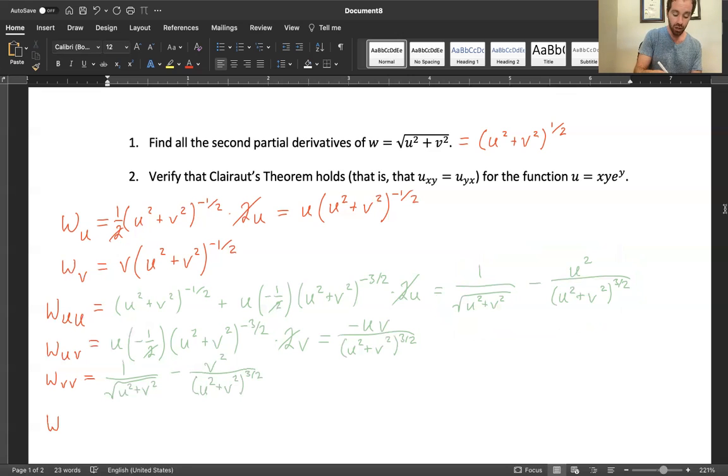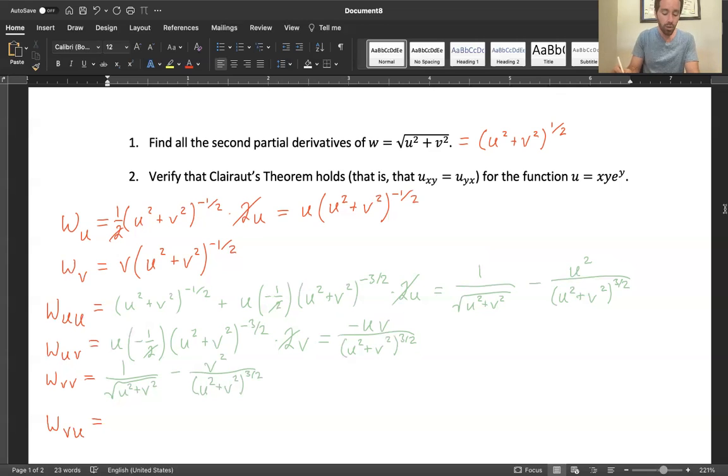Only one more to go, WVU. Now, because we know that this is a well-behaved function, it should do nice things, that we should get that WVU is the same as WUV. So we're expecting that we'll get this. If we didn't, it means we made a mistake. So WVU is you look at the V and differentiate it one more time with respect to U. And I could say I've done this already by talking about WU and then V.